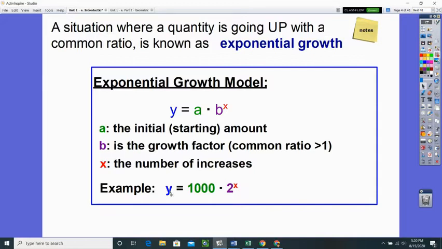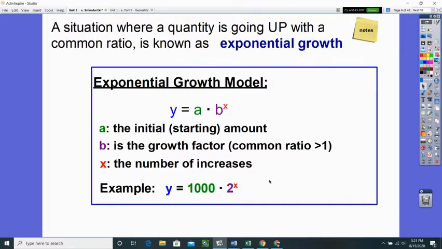So here's an example of an exponential growth function. There's the starting amount. Maybe it was $1,000. This is my growth factor, and I know it's a growth factor because it's a number bigger than 1. And then we would raise it up to how many of those increases, how many years, how many months, whatever it is that we're looking for.